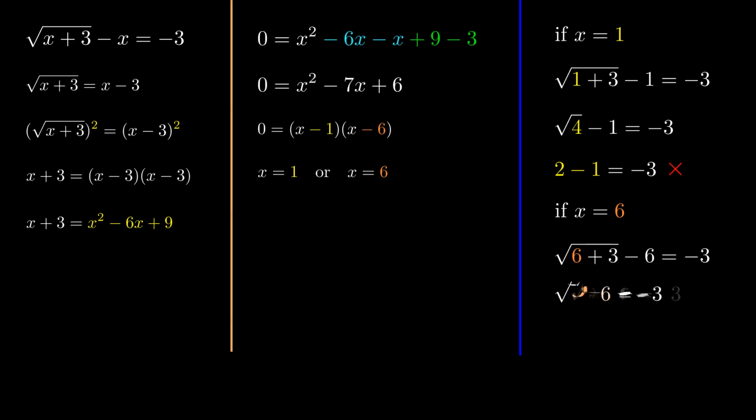If x equals 6, then the square root of 9 minus 6 equals negative 3. That is, 3 minus 6 equals negative 3, which is true. So x equals 6 is the valid solution. Therefore, the solution to our equation is x equals 6.